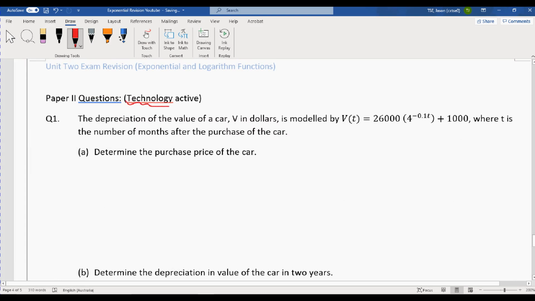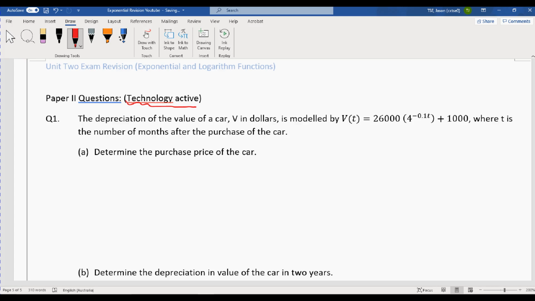Okay, so this one is technology active. So I'm going to show you how we can use technology to solve these equations. First of all, when you see the question, this is about the depreciation value of a car, modeled by this one. So this is an exponential equation.